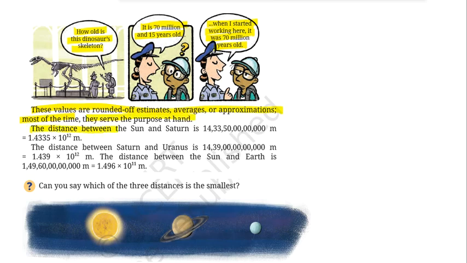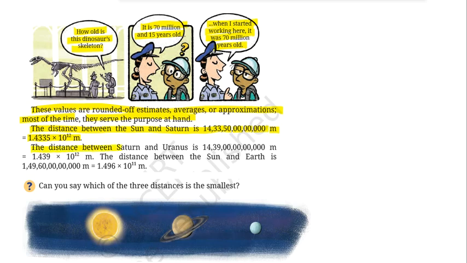The distance between the Sun and the Saturn is 143350 जिसको हम कैसे रीड कर सकते हैं 1.4335 into 10 to the power 12 meters. So here you have just made the coefficient which is between 1 and 10, and then you have had the powers of 10 as 12.